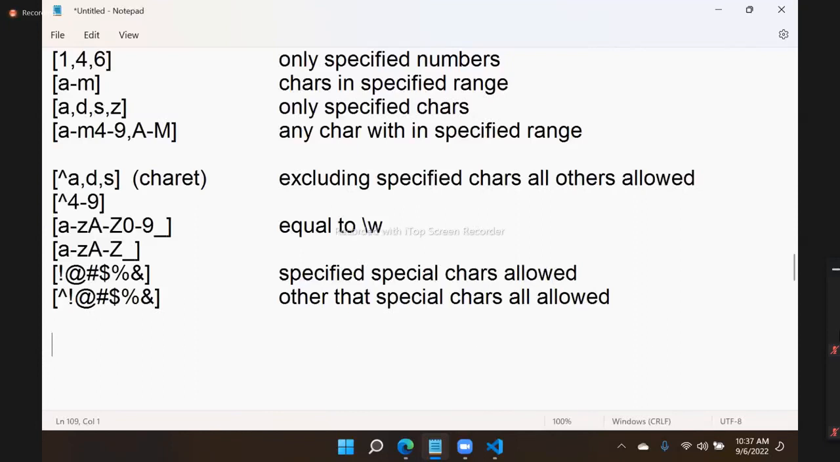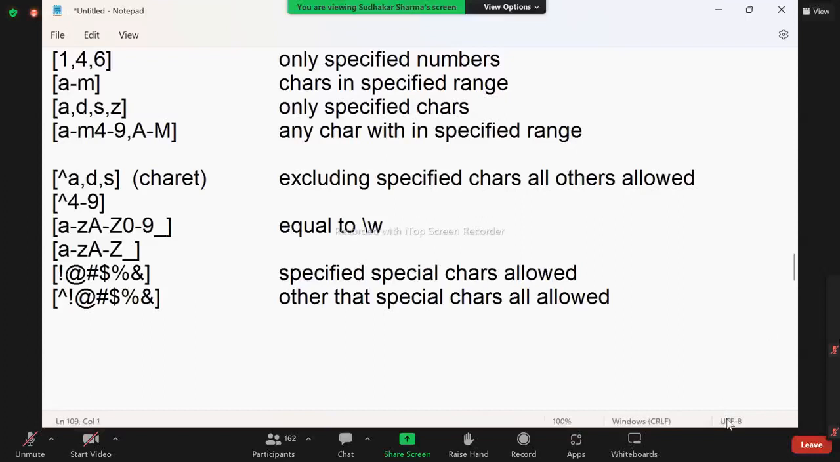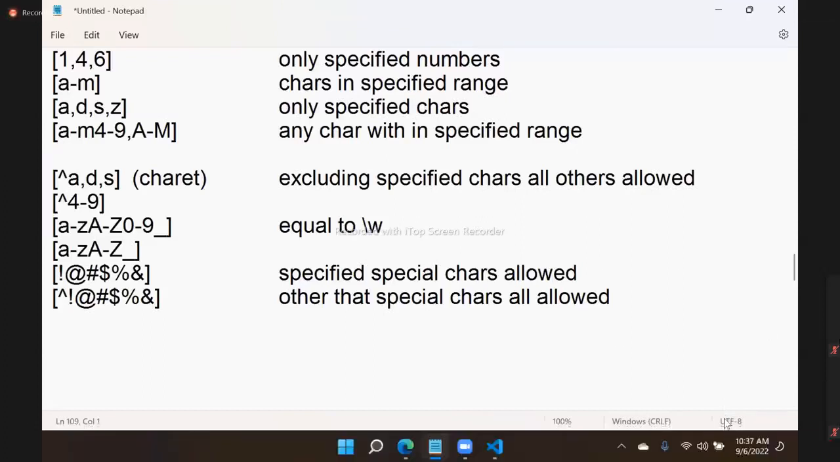That we will see in the next session. Tomorrow we will do that. First you need to just try this and practice. Then we will see the other options, right?